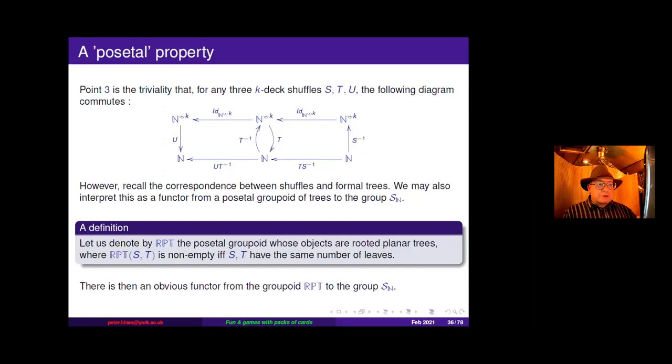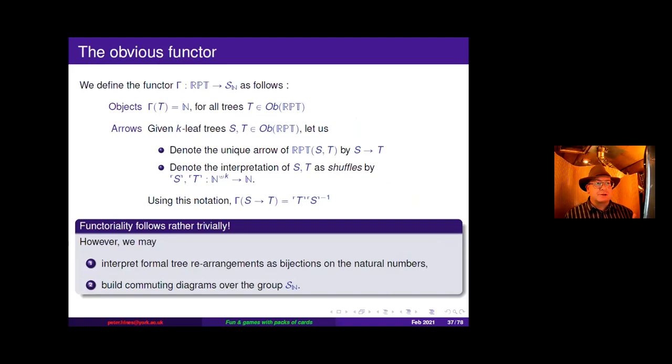But we can also interpret this as a functor from a Poincaré groupoid of trees to the symmetric group on the natural numbers. So we're going to define the groupoid of rooted planar trees, and there's going to be a unique arrow between any two rooted planar trees, provided they've got the same number of leaves. So there's an obvious functor, and the way this works is that every tree is going to be mapped to the natural numbers. And if we've got any two K-leaf trees, we interpret them as shuffles of decks of cards and bijections. And then the interpretation is that the unique arrow from S to T gets mapped to the inverse of S composed with T.